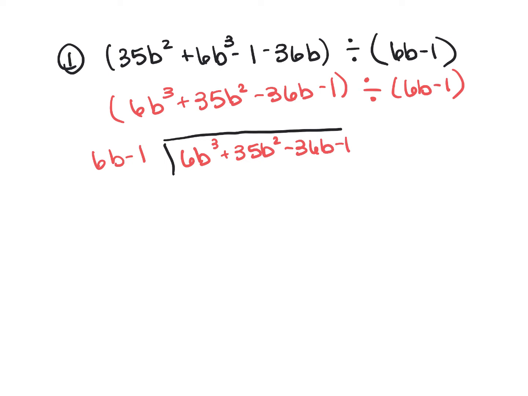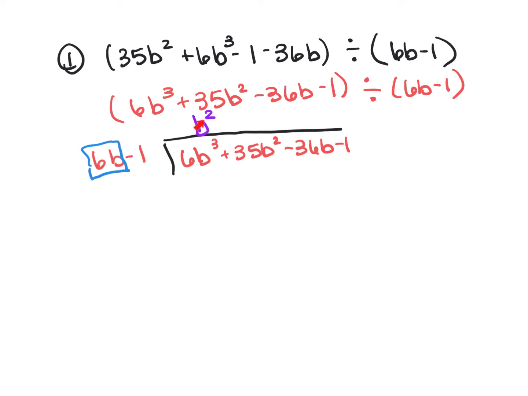And the only thing I'm going to solely focus on is this 6b, this first term. And all I'm trying to do is see what times this will equal this. So in this particular case, notice you have a 6b here and a 6b cubed here. I want to make the 6b look like the 6b cubed. So I'm going to need to multiply that by b squared. Everything over here gets multiplied by that b squared.